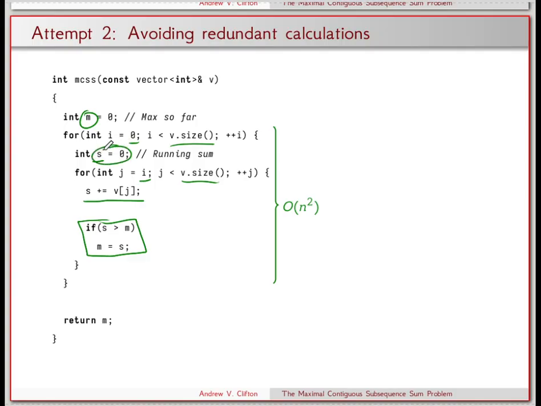So the only time we reset s to 0 is when i changes. Right? When i is incremented, that's when we reset s back to 0. That's when we restart our sum.